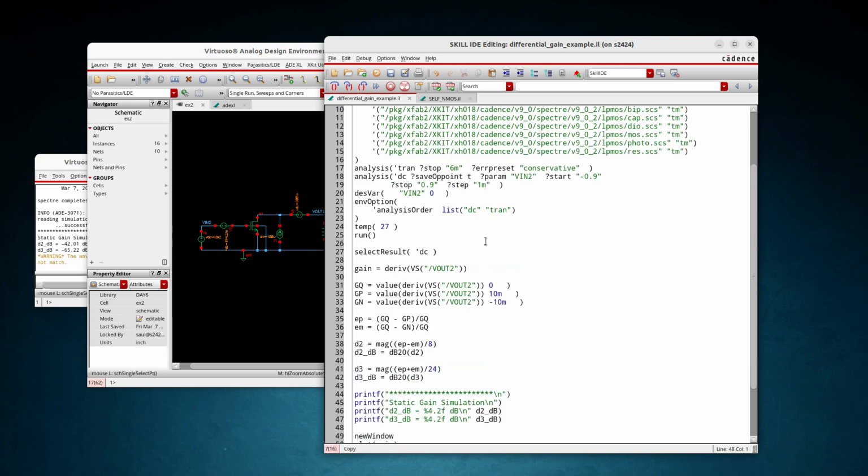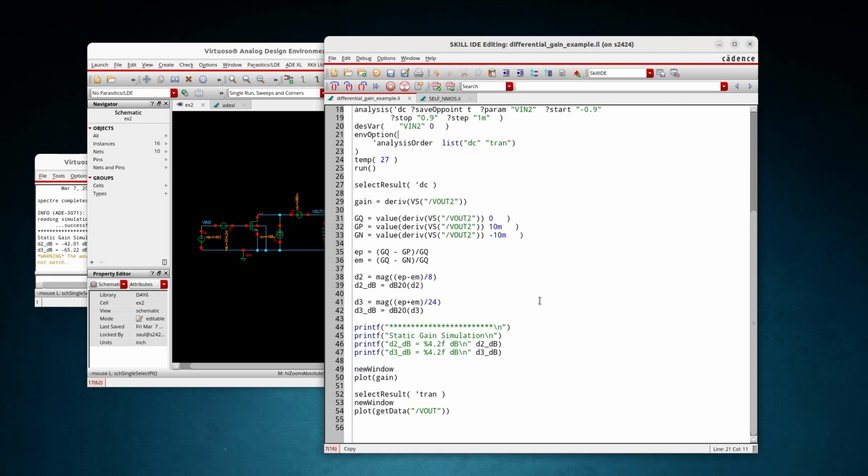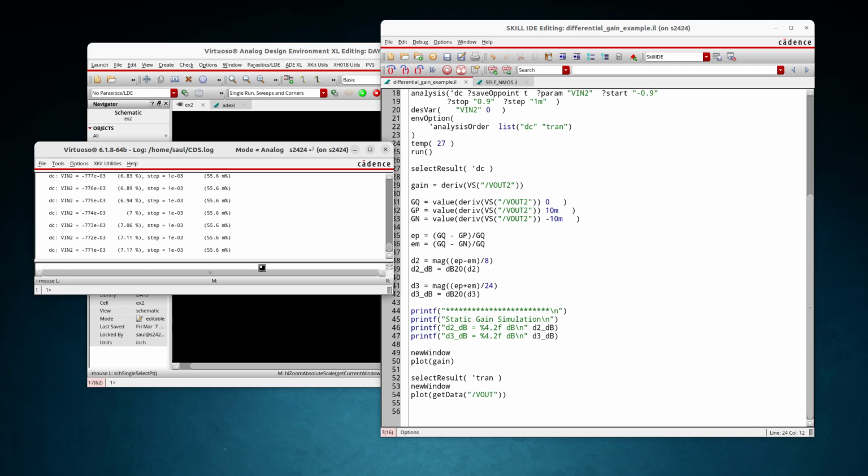At the same time, I'm running a transient simulation with a conservative setting to get very low error during the transient simulation, very accurate points. And then I will plot it because I will want to work with the spectrum analyzer in the plot tool. So let's run this script. Control Alt, Control L. We run the script.